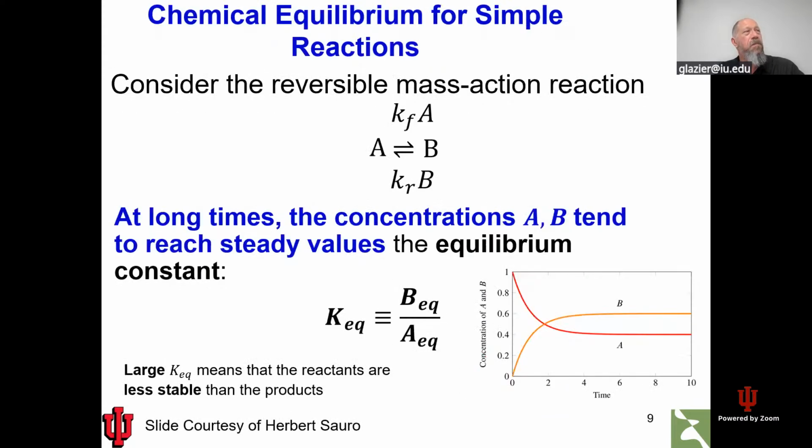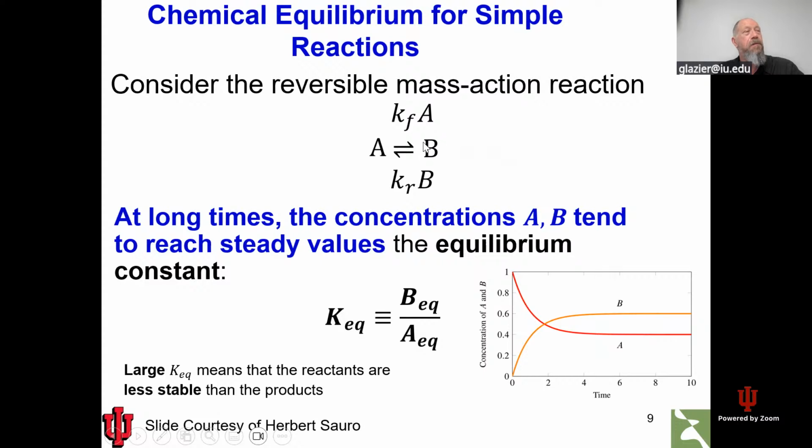We talked a little bit about chemical equilibria, and we're going to be distinguishing a little bit the difference between a chemical equilibrium and a steady state. A chemical equilibrium only applies to a system that's a closed system. So in this example, I have A goes to B, B goes back to A.